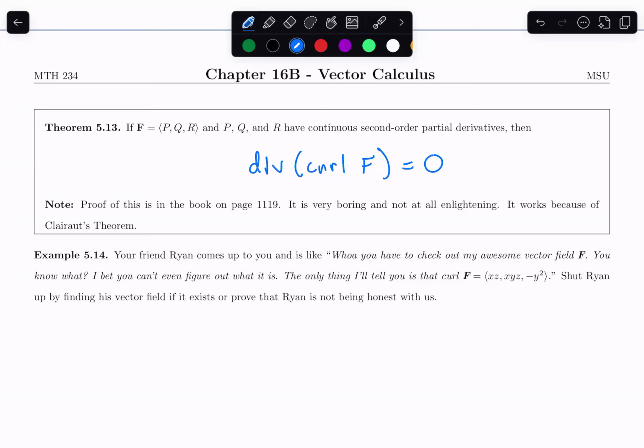Once you take the curl of F, you get a different vector field, but it's still a vector nonetheless. And then if you took the divergence of that, right after you take the divergence, you're getting a number out. That has to be equal to 0. There's a proof in our textbook about this. And there's just a ton of partial derivatives. It comes down to Clairaut's theorem, the fact that mixed partials are equal to one another. But otherwise, it's a very dry and boring proof.